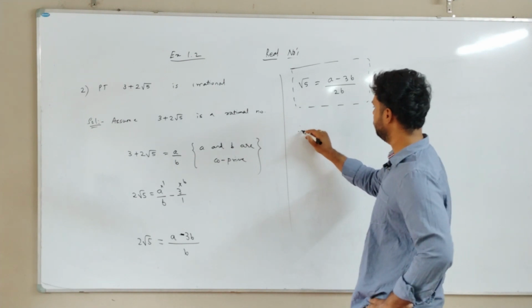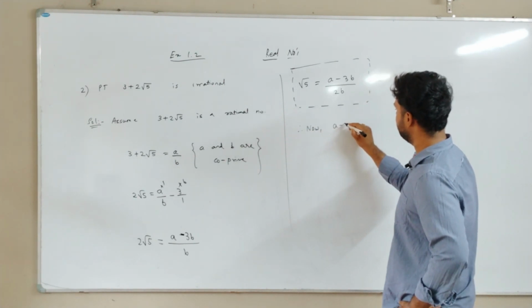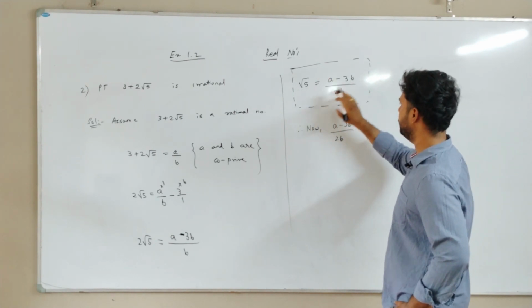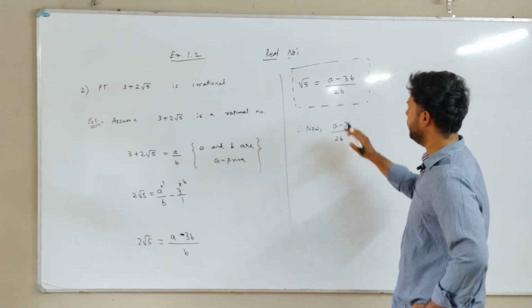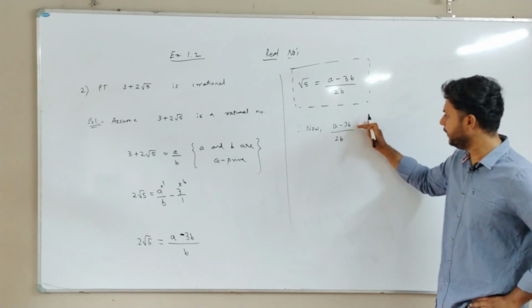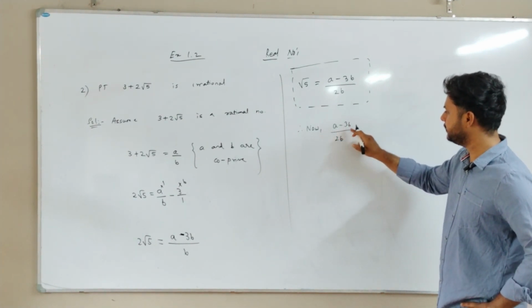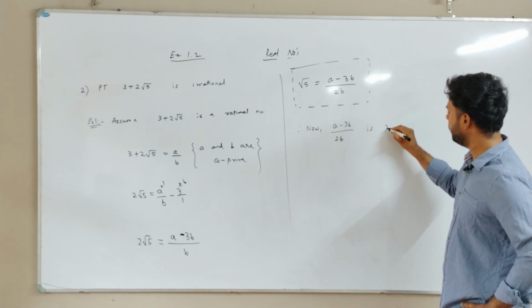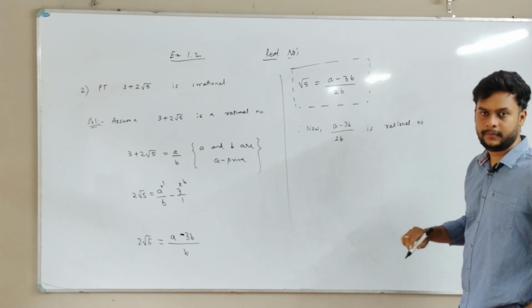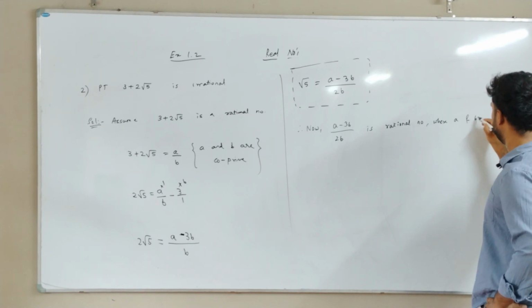Now, a minus 3b by 2b is on the right hand side. Is the right hand side in the format of p by q or not? It's in the format of p by q. a and b are integers. So a minus 3b by 2b is a rational number, where a and b are integers.